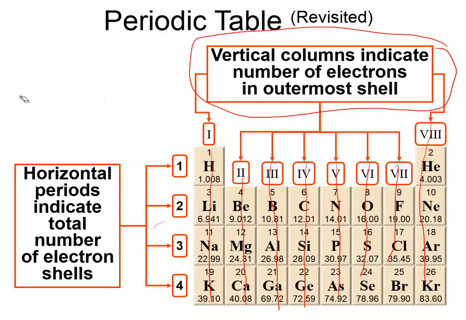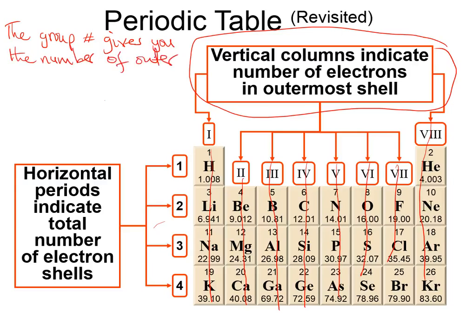So what I can say is the group number gives you the number of outer shell electrons for each element.